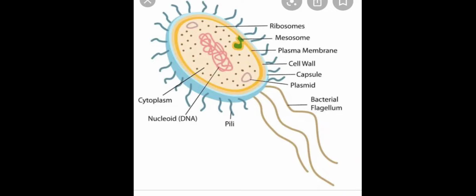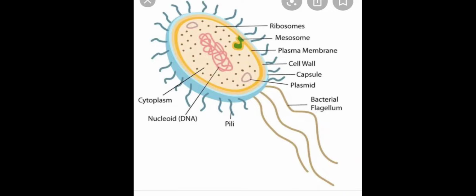The next very prominent structure that you can see is the flagella. Now these flagella are basically helping the bacteria to move. The flagellum is nothing but an extension of the cell wall, and it is formed of three parts, that is filament, hook, and basal body.